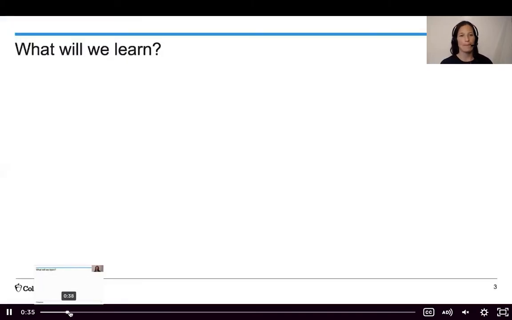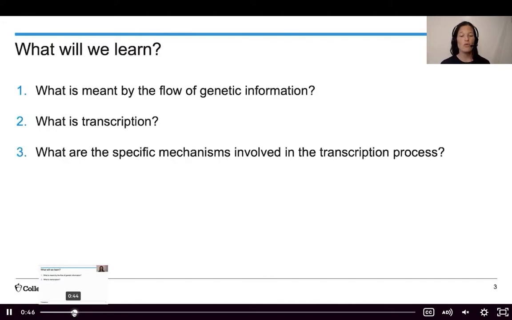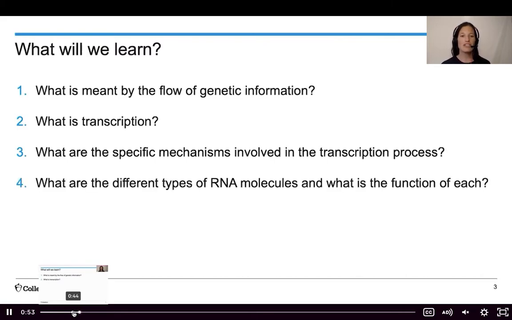What will we learn? These are always important to look at. So the flow of genetic information, what is that? What is transcription? You kind of know that. What mechanisms are involved, so what enzymes have to happen, what parts, and what are the different types of RNA, and what does each do.